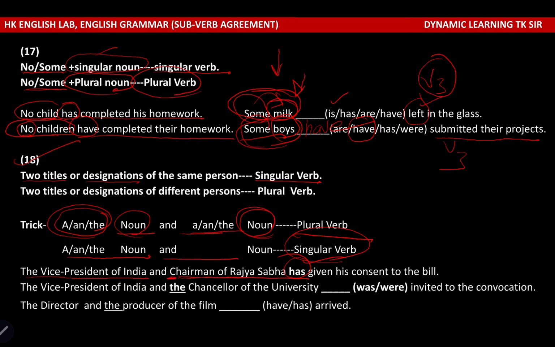In the second sentence, the Vice President of India and the Chancellor. Look at here. Before Chancellor, I have used the. Means they are two persons and will take were invited. The director, the producer of the film. If you got it, you write down the answer in the comment box in the message. Okay.